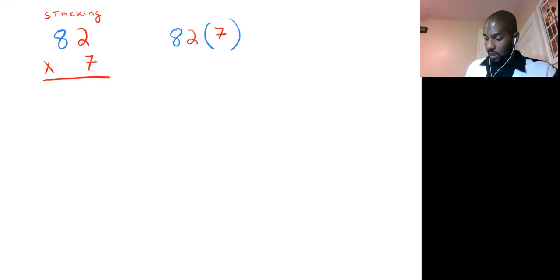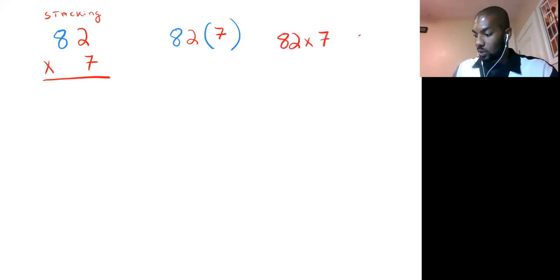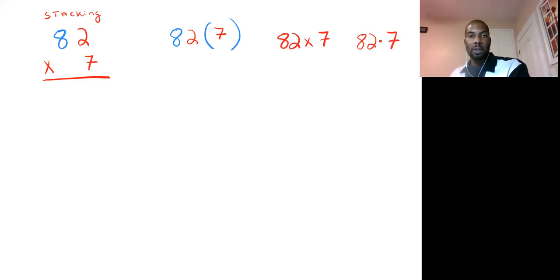You could also do it, I'm just going to stop switching colors because it's taking too long, 82 times 7. You could also do 82.7. All of these mean the exact same thing, 82, 7 times, right?